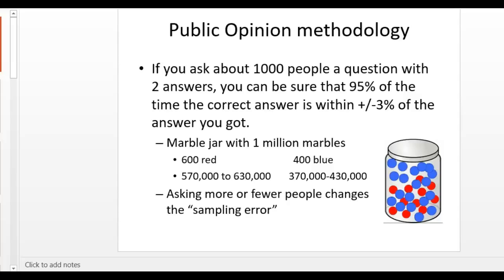Now, asking more or fewer people does change the sampling error. So for instance, if you ask around 10,000 people, you could bring the margin of error, the sampling error, down to plus or minus 1%. But asking additional people doesn't bring it down much below 1%. It's very, very difficult to bring the margin of error down any closer than that. And so in political science research, the standard accepted sampling error is plus or minus 3% or 4%.